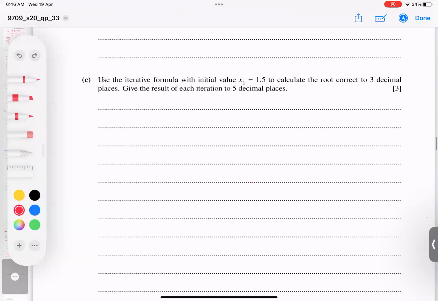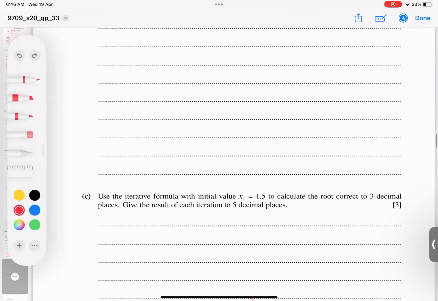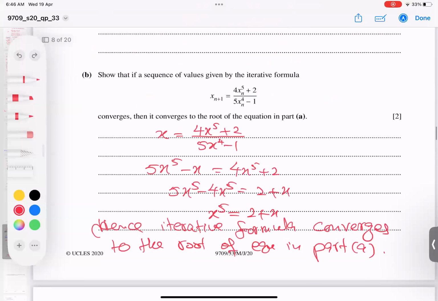He's saying what here, students? Use the iterative formula with initial value x1 equals 1.5 and calculate the root to 3 dp, but give each answer to 5 dp, and the final answer to 3 dp. So let's see how we can find it. This formula, I'm going to use it. So let's see how we can do it.